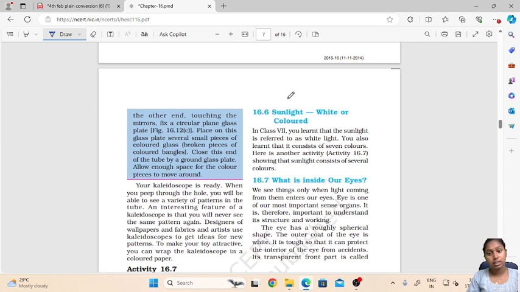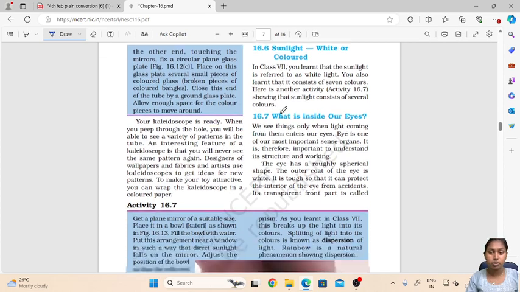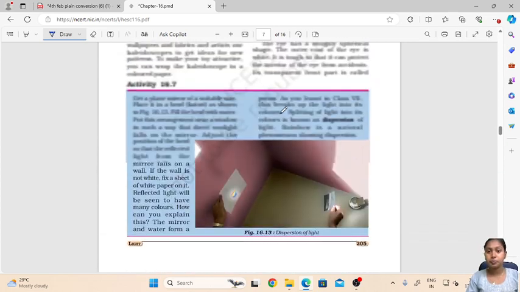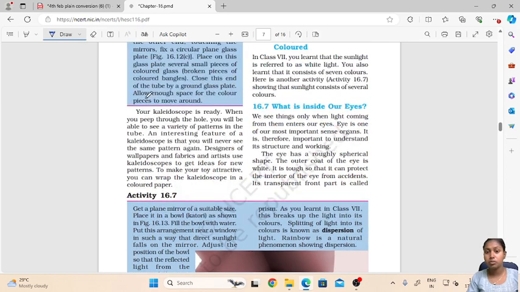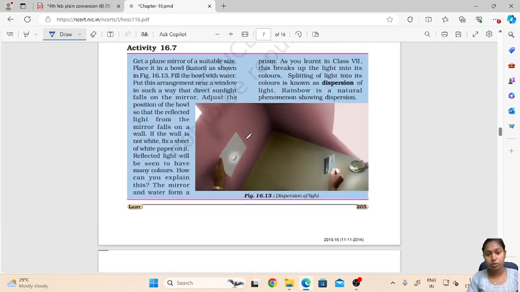Next is sunlight. You know that sunlight is a bright light, but it has 7 colors in it. So how will you observe these 7 colors? There is another activity to observe these 7 colors. Get a plain mirror of a suitable size, place it in a bowl or a katori, as you say. Here it's a mirror placed in a bowl. Fill the bowl with water. So this bowl is filled with water.